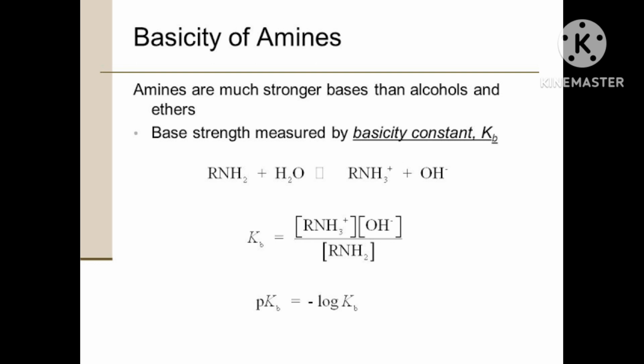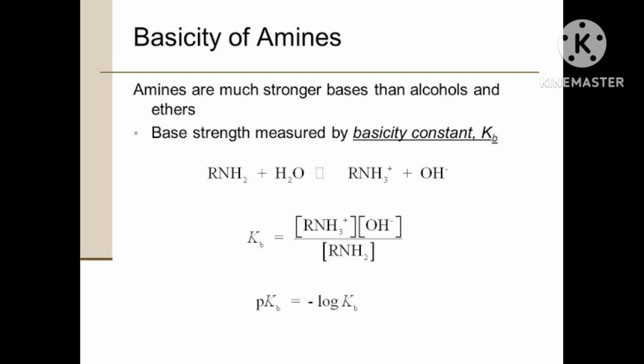Their pKb values lie in the range of 3 to 4.22. Okay, that is for these aliphatic amines. What will be the value? Then its value will lie in the range of 3 to 4.22, in between 3 to 4.22.